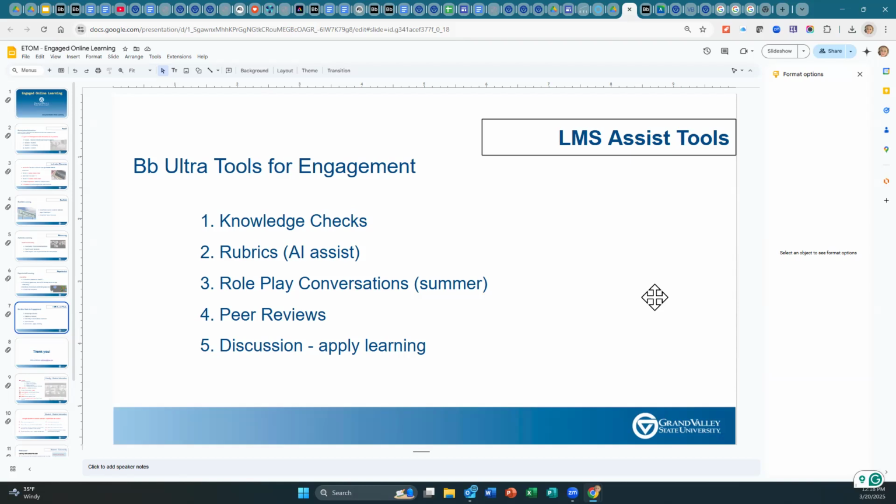Peer reviews is another one that I use. It's a tool in the LMS, and I've used it every semester, and the students really have taken to that, where they're assessing each other's work with the rubric and giving feedback for improvement and what they did right. And then that's all before they turn in their final paper project.